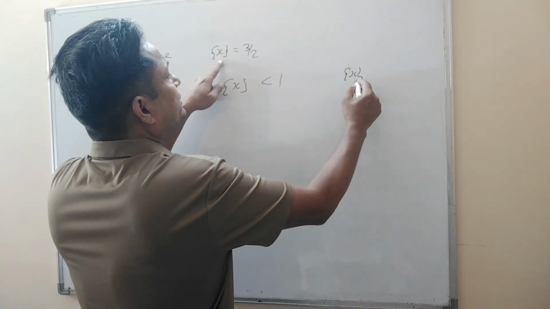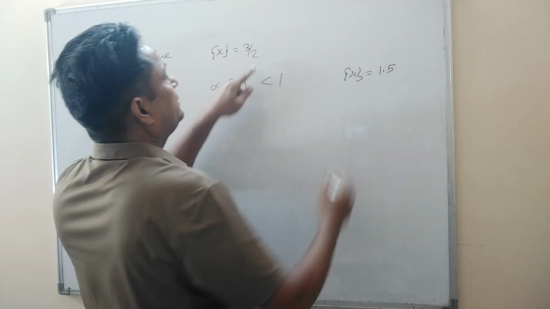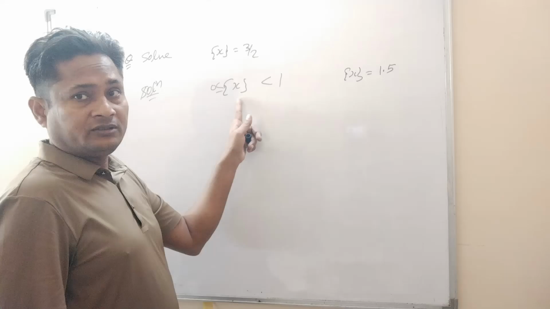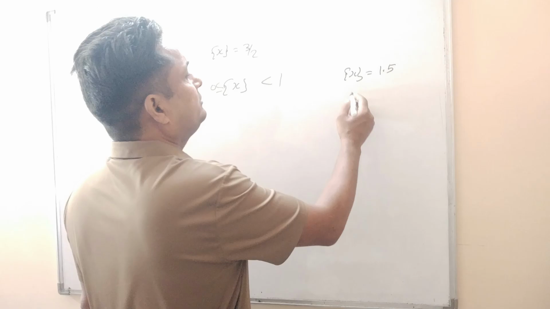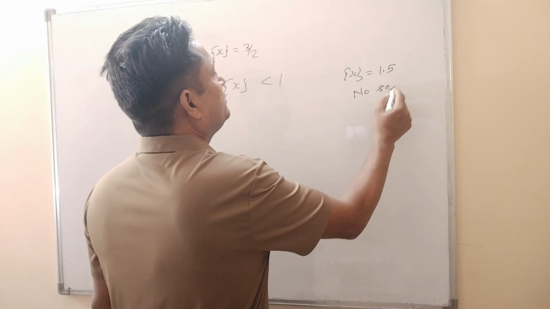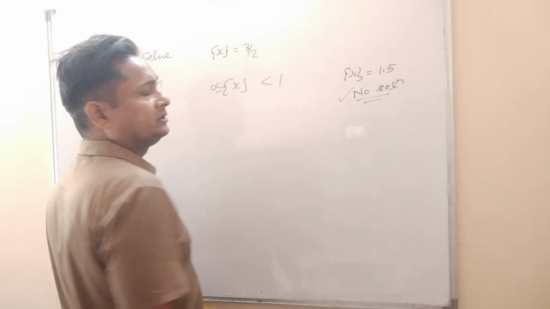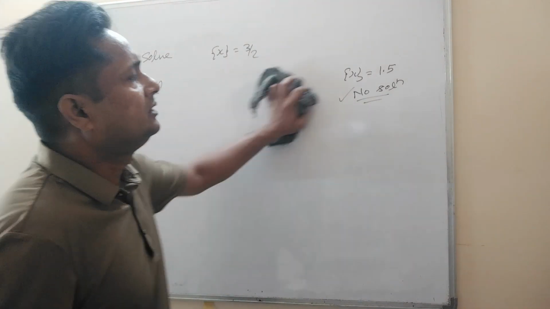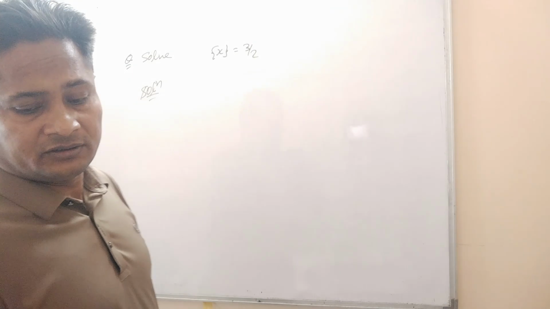And the fractional function is given as 1.5, which does not lie in this interval. That means this will give no solution. No solution, this is the answer. You can also solve this by using the greatest integer function.